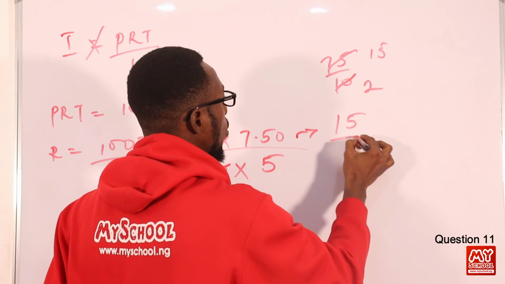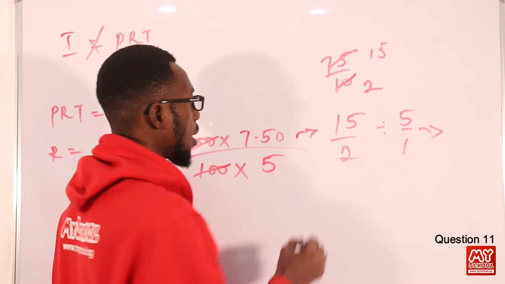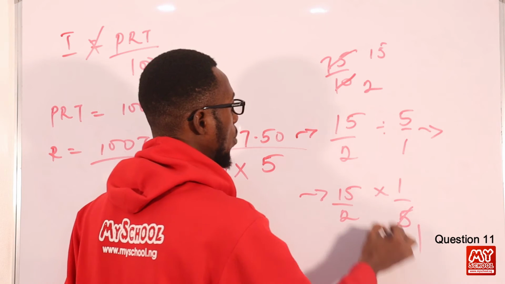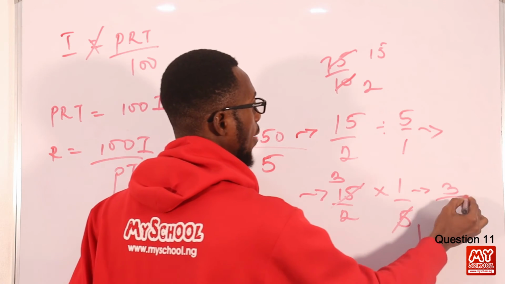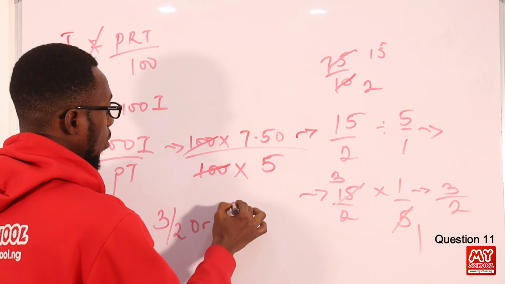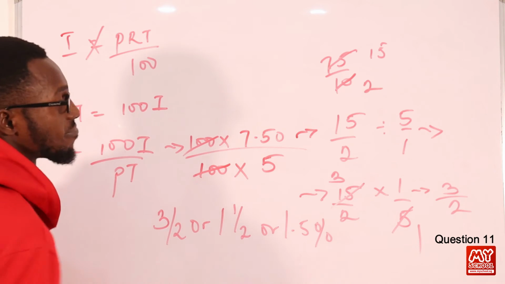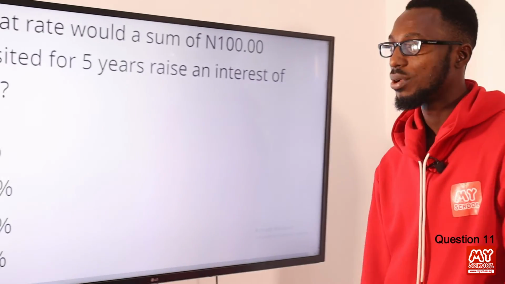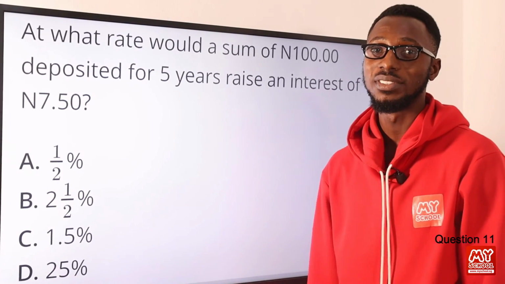So I'm talking about 15 over 2 divided by 5 over 1. So I should have 15 over 2 times 1 over 5. 5 here, 1; 5 here, 3. So 3 times 1, I have 3. 2 times 1, I have 2. So I have 3 over 2, or 1 and 1 over 2, or 1.5%. So let's use any of these values: 1.5%, 1 and 1 over 2%, 3 over 2%. Option C is the right option.